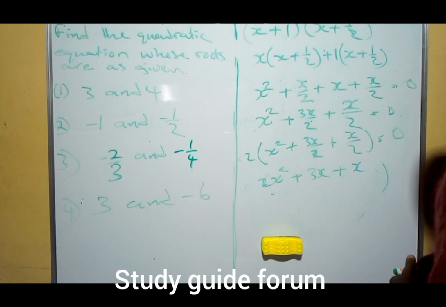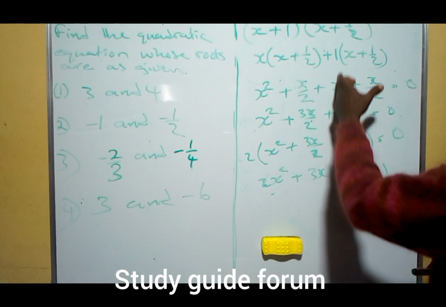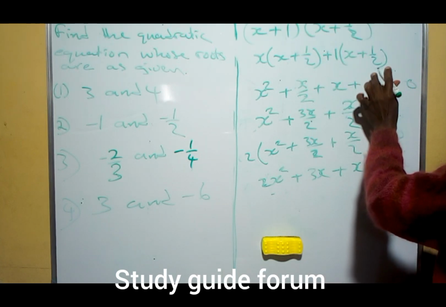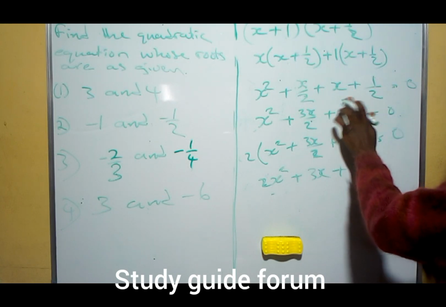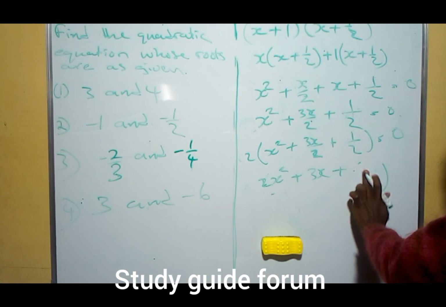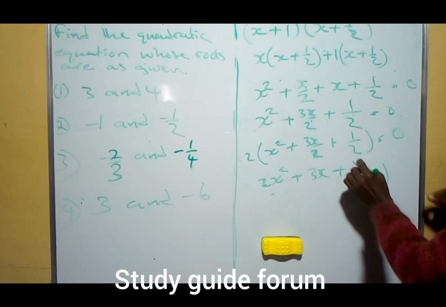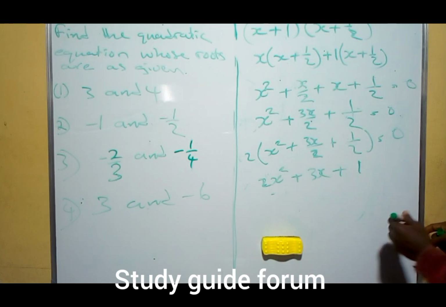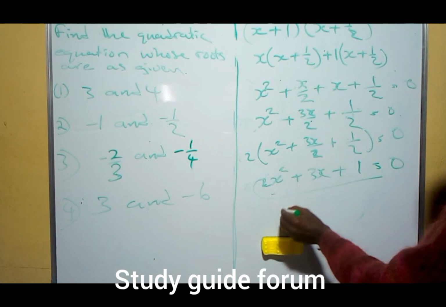No, it's not x. So we missed something there. It should be 1. This one should be 1. We missed something there. This one also should be 1. And finally, that's where we missed it. So 2 multiplying this, we have 1. Equal to 0. This is the quadratic equation.